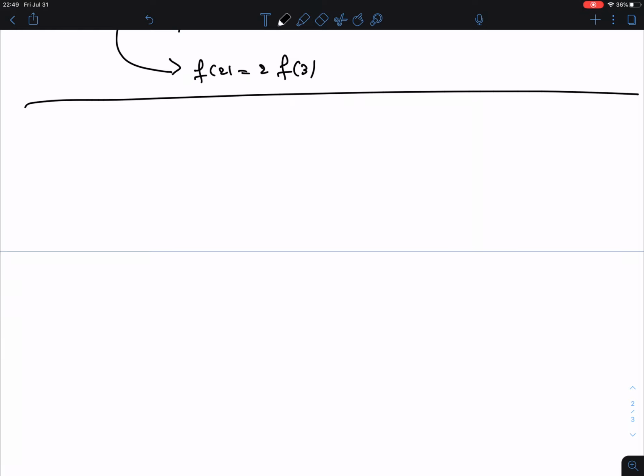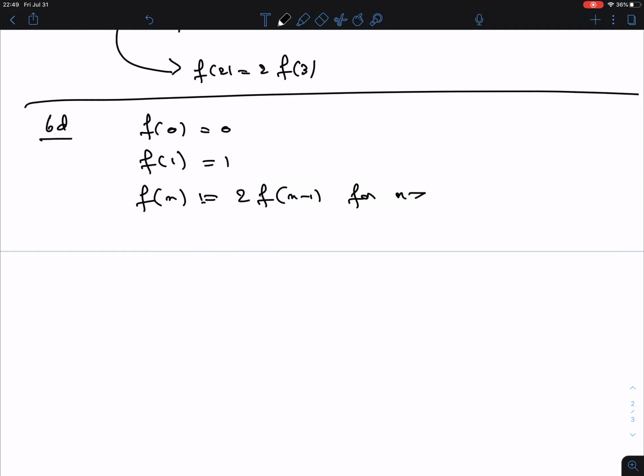And now, let's do a simple one, right? So this is the case. This was 6D. f of 0 is 0. f of 1 is 1. And then the recursive definition is f of n is 2 times f of n minus 1 for n bigger than 1. Is this well defined? For n bigger or equal to 1, sorry, for n bigger or equal to 1.